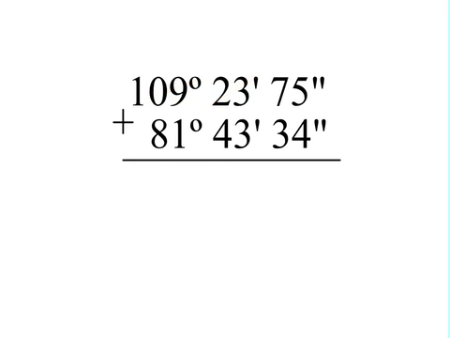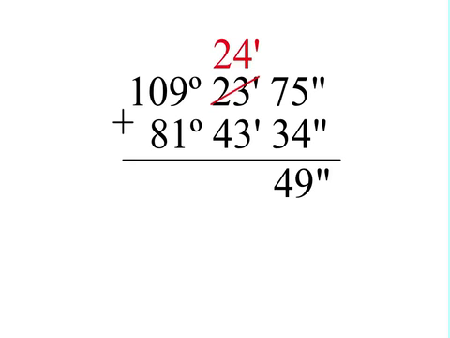What if we added those two measurements? 75 and 34 seconds is 109 seconds. But remember, 60 seconds is equal to a minute. So we take away 60 seconds, bring that over to the minutes column, and that leaves 49 seconds behind. The 60 seconds is equal to 1 minute. So we add that 1 minute to the 23 minutes already there to make 24.